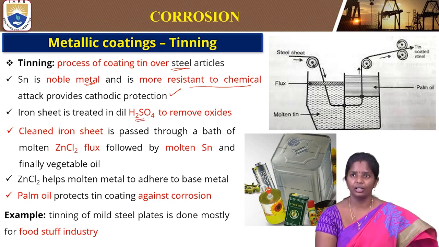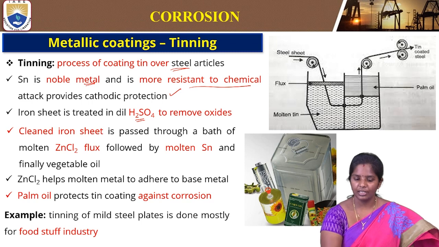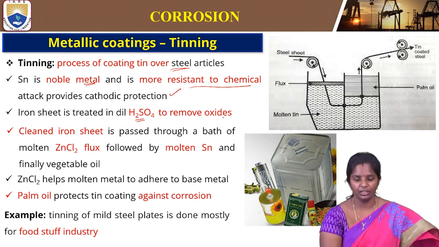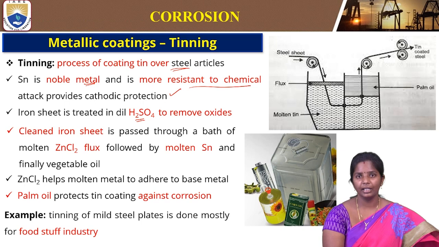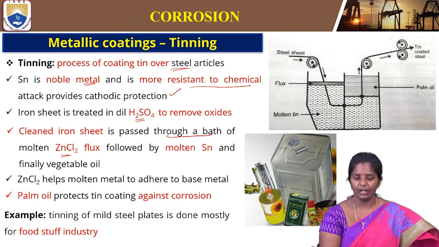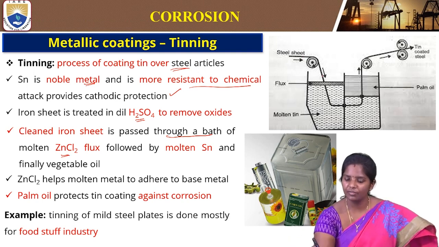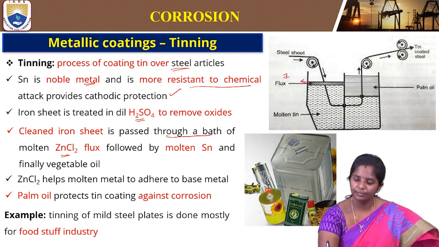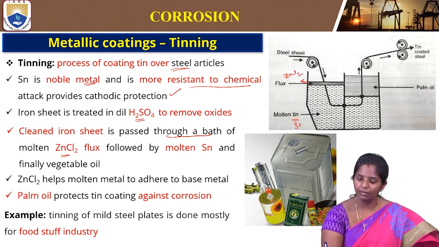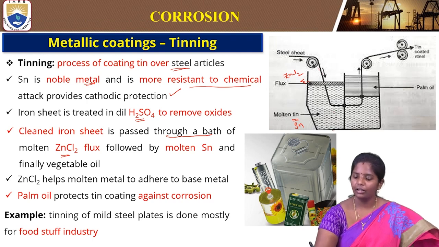So this will help in removing the oxides. For example, if we have an iron sheet or bar, then we will be treating it with sulfuric acid and removing the oxide layers if any are present. Then this clean iron sheet is passed through a bath containing zinc chloride flux. This flux is nothing but zinc chloride, followed by the molten tin. This is the sheet rolling through the flux into the molten tin, and then with the oil.